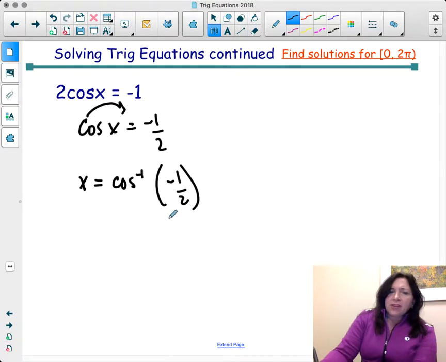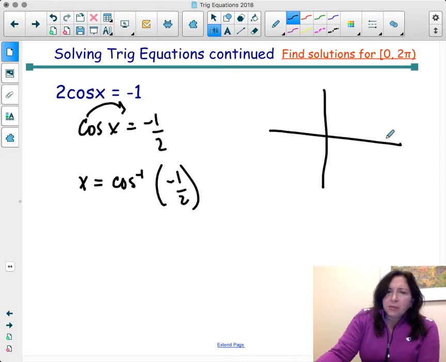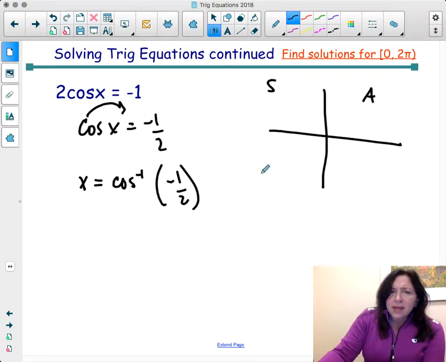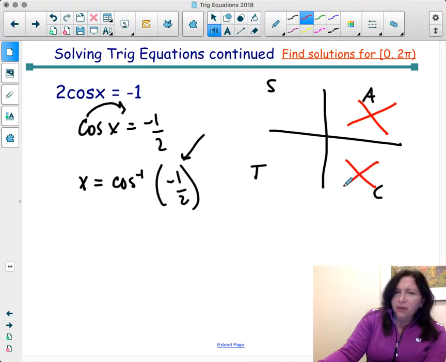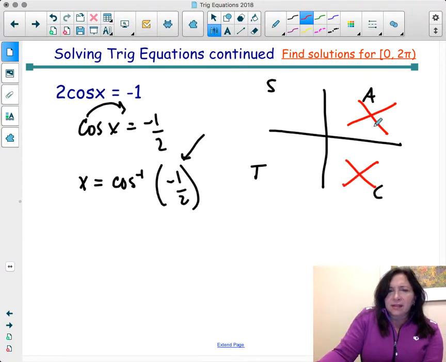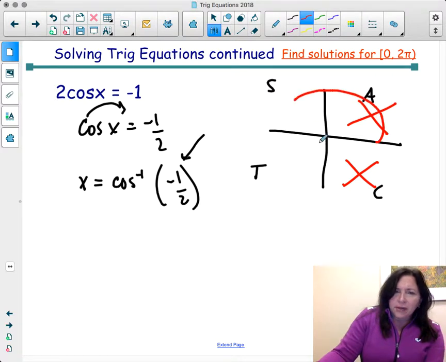And now I'm asking you, where is cosine -1/2? I want all the values from 0 to 2 pi. So what I'm thinking is that this is negative right here. And so therefore, I'm not going to think about quadrants where cosine is positive because this value is negative. And so now I'm going to say, okay, well, here it is in the second quadrant.